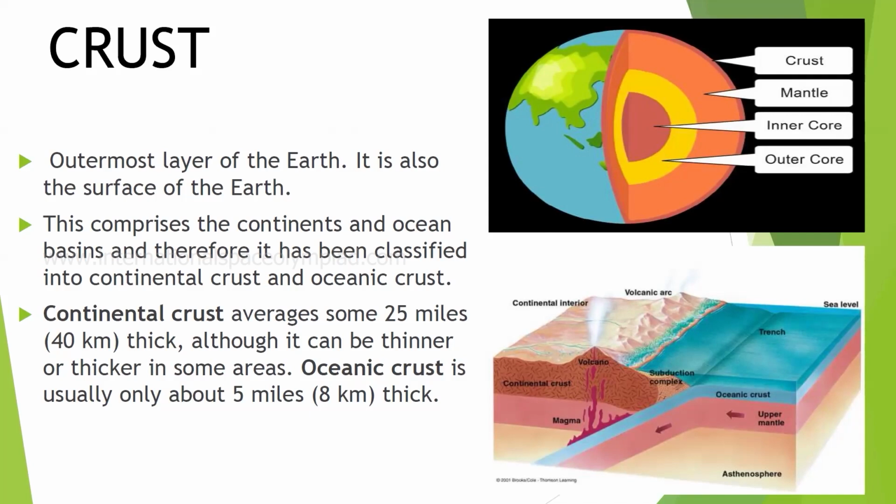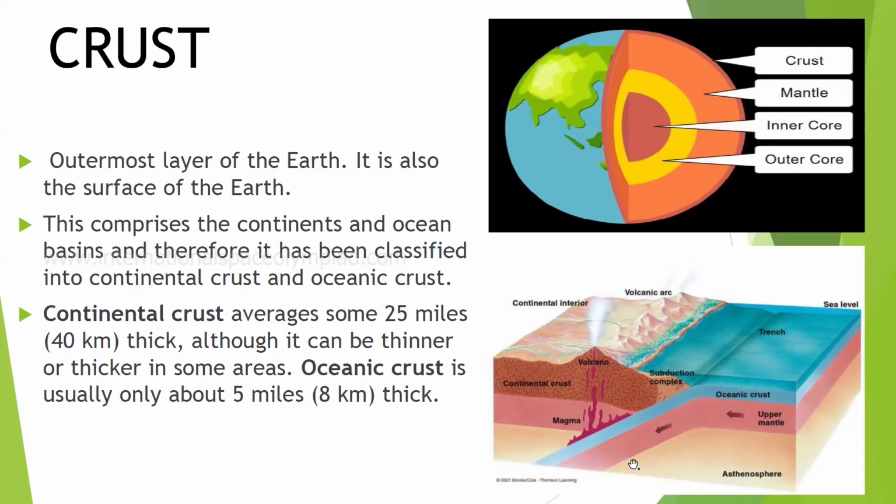The first one is the continental crust, which is thicker than the oceanic crust. Continental crust averages some 25 miles or 40 kilometers thick, although it can be thinner or thicker in some areas. It's not that in every area it is 40 kilometers, but sometimes it is thicker, sometimes thinner. But the oceanic crust is anyway thinner than the continental crust. It's only about 8 kilometers thick. Here in the schematic figure, you can see the continental crust and the oceanic crust.